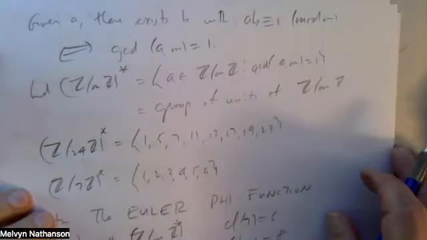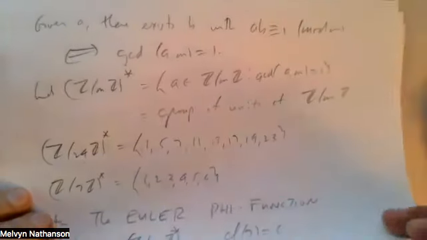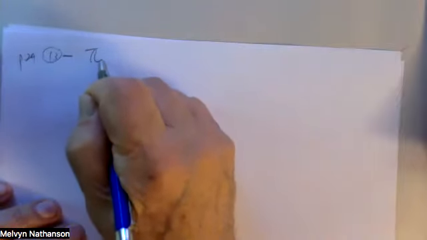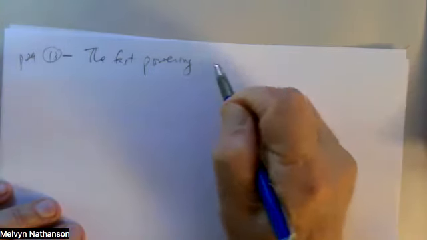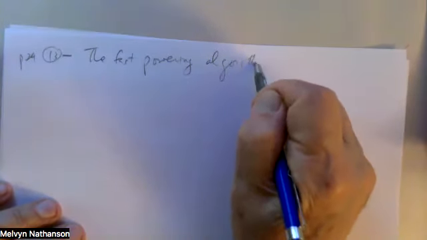Okay. Let me do just one more thing today. Which is, this is on page 24, section 1.3, which is called the fast powering algorithm.